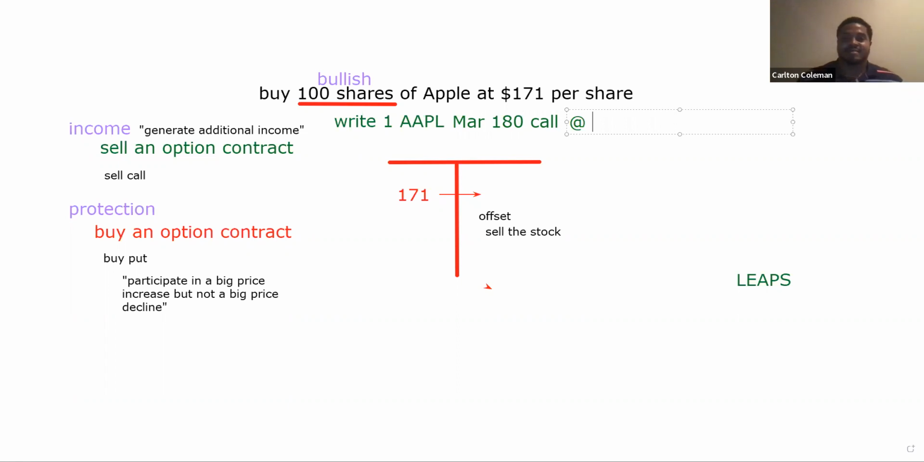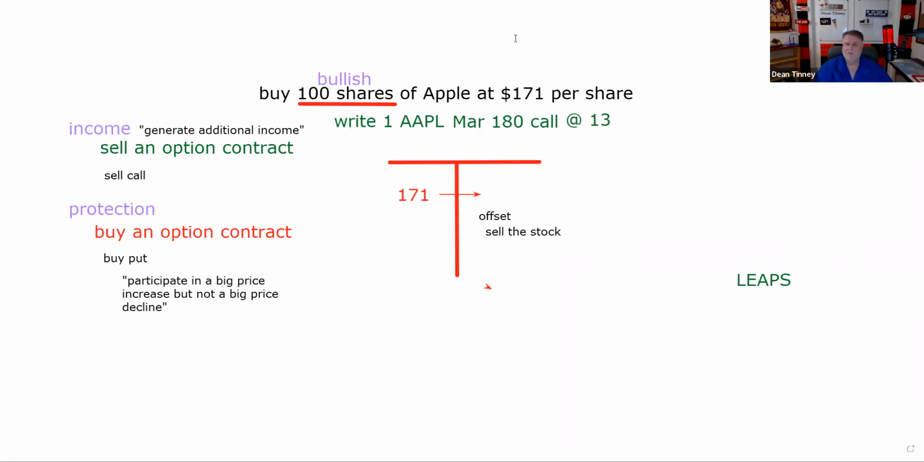We're going to get some big money for this. Let's say we get 13 points for this. So we brought in 13. Now, this is just my process. You don't have to follow Dean's process. But what I like to do is keep it straight in my mind, underneath my option contract, what I'm looking at.